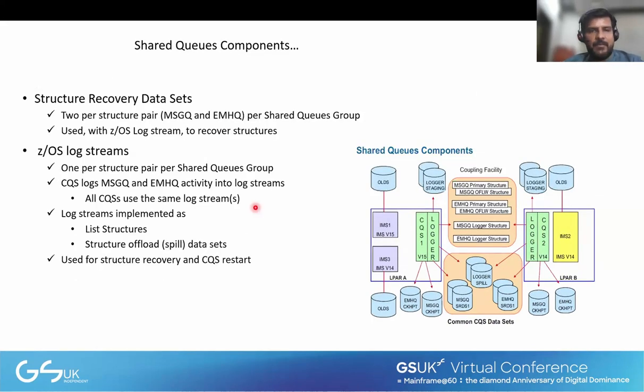Next, we have two structure recovery datasets, which we also call SRDS. Also one for the message queue structure and the other one for the EMHQ structure per shared queue group. These SRDS datasets, along with the log structures, are important in recovering the message queue structure in case of any failures. Then we have log streams defined inside the coupling facility within the logger structures. There will be one log stream for the message queue structure and the other one for the EMHQ structure per shared queue group.